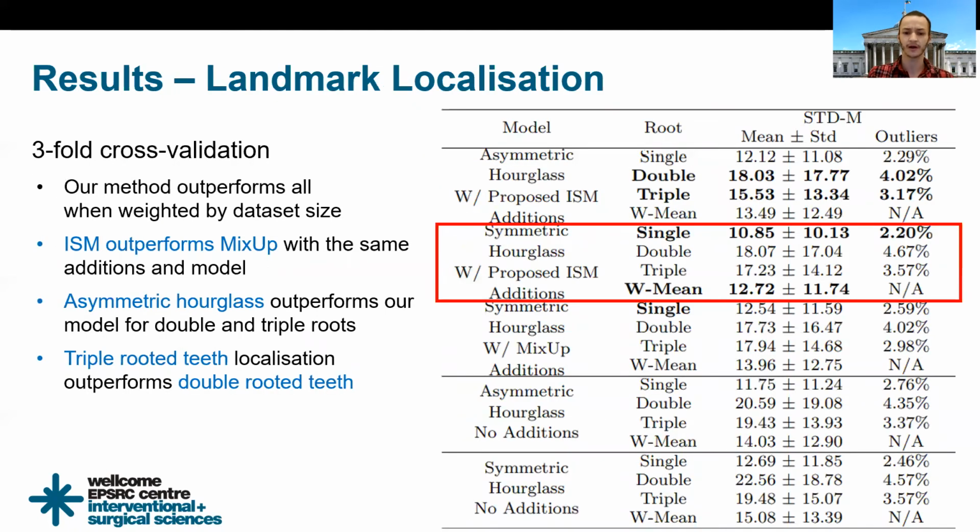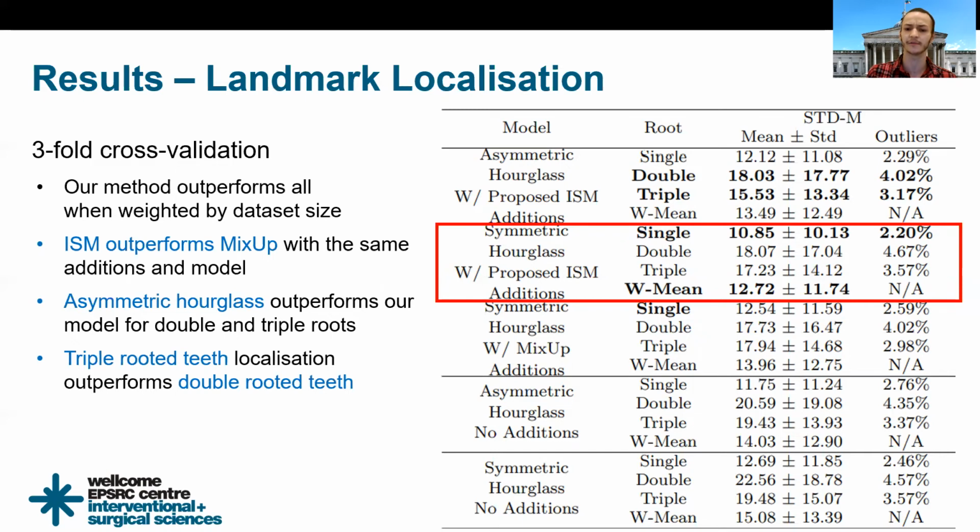So our results here, the quantitative results anyway, they're shown in the red rectangle, and you can see that when weighted with the data set size, our method outperforms all of the other methods, particularly the competing asymmetric hourglass with our ISM additions, the asymmetric hourglass being the one from the previously cited paper, and the additions being the pre-training, which we've discussed earlier, as well as some pixel normalization.